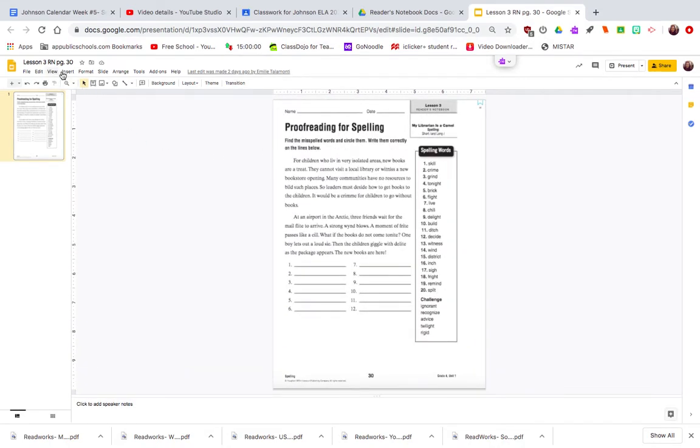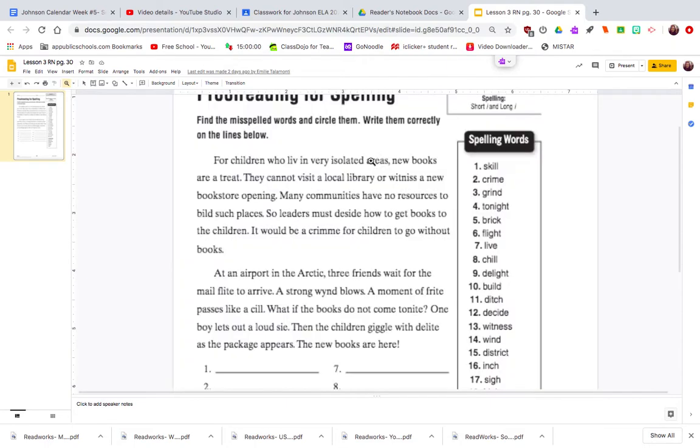Reader's Notebook, Lesson 3, page 30. Proofreading for spelling. I'm going to go ahead and zoom in on this for you.